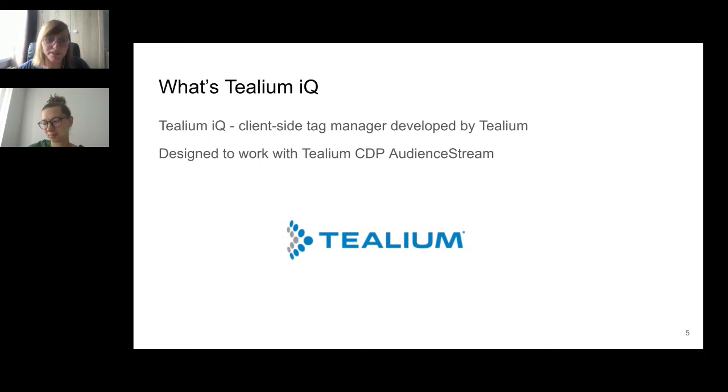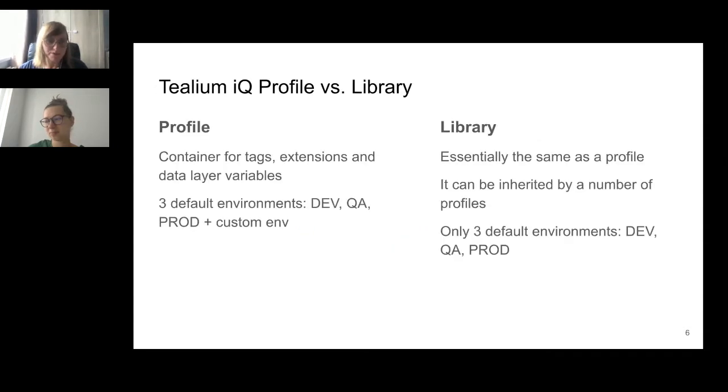First of all, I would like to give you a super quick overview of what profiles and libraries are, because both profiles and libraries are containers for tag extensions and data layer variables. But a library is a subset of the functionality of the profile. It's a module, in programming terms, that can be inherited by a number of profiles, and it has only default environments: dev, QA, and prod. A profile can be published to a number of custom environments as well.